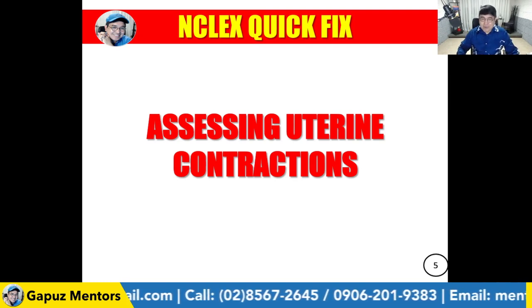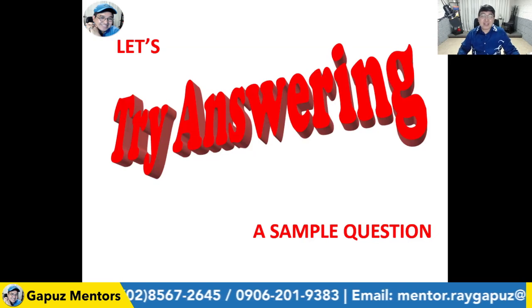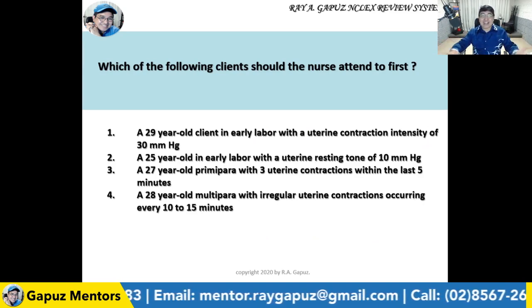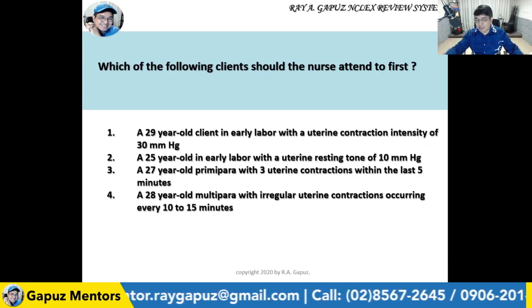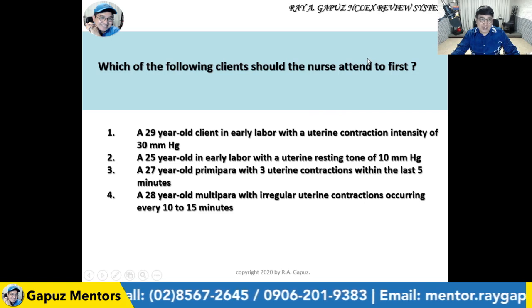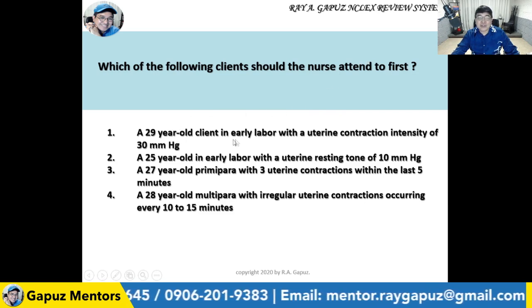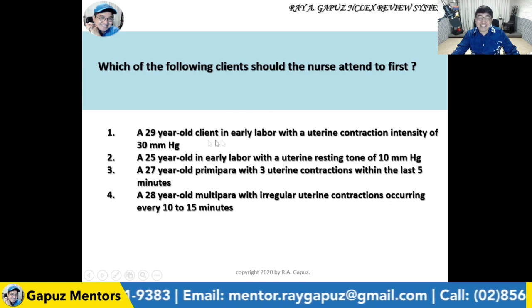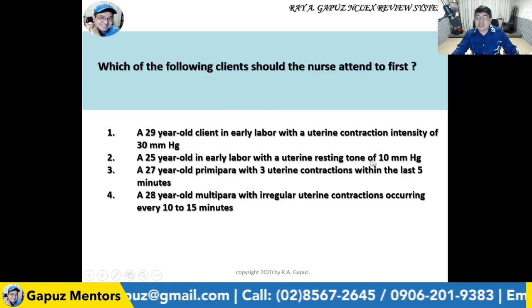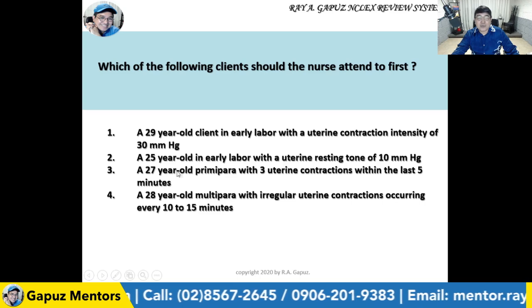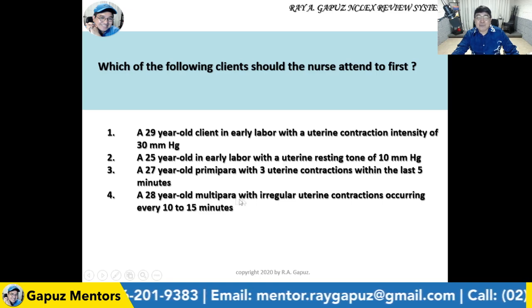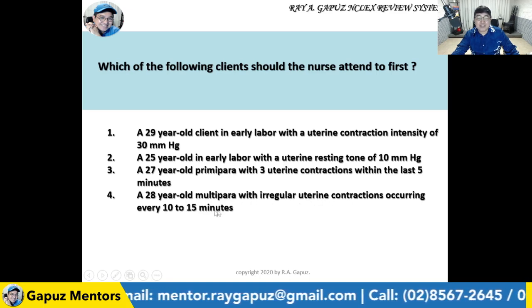Now, what better way to start this discussion than with a sample question. I call this a one-liner question on the NCLEX: which of the following clients should the nurse attend to first? Look, the phrase "the nurse attend to first" is asking you to prioritize. Is it 1, a 29-year-old client in early labor with uterine contraction intensity of 30 millimeters mercury? 2, a 25-year-old in early labor with a uterine resting tone of 10 millimeters mercury? 3, a 27-year-old primipara with 3 uterine contractions within the last 5 minutes? Or 4, a 28-year-old multipara with irregular uterine contractions occurring every 10 to 15 minutes?